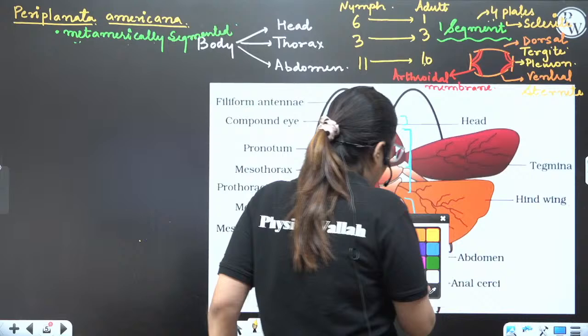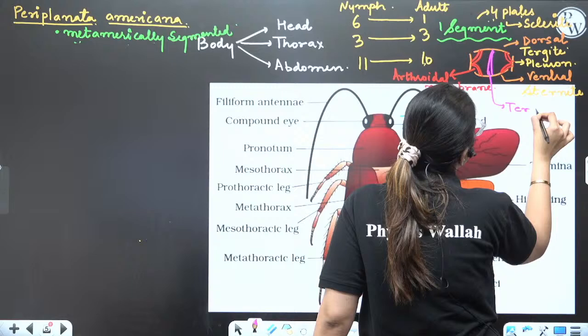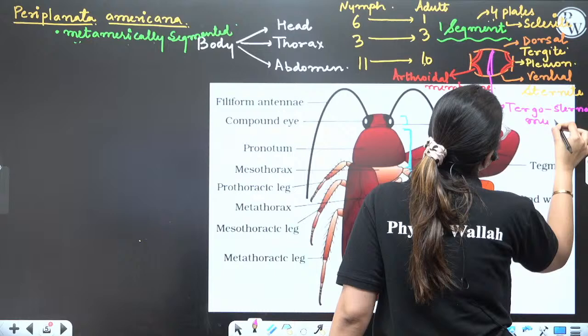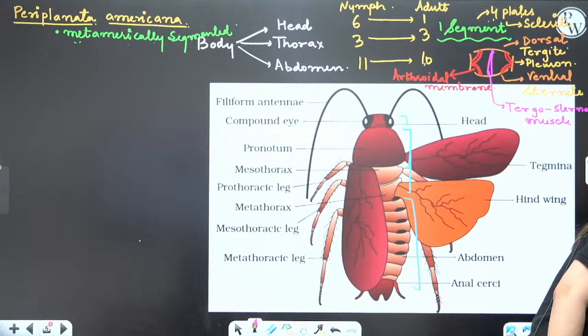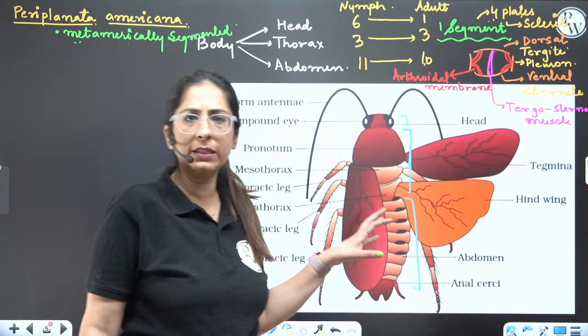Some special muscles are present which are termed as tergosternal muscles. Tergosternal muscles are important whenever these organisms respire. When they respire, they play a great role. Is this point clear? I have given you a general point regarding the segments present in the body.